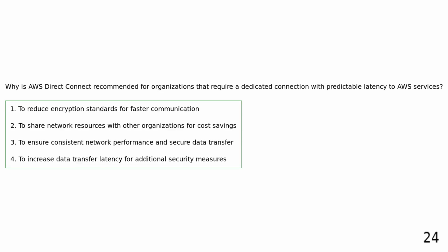Why is AWS Direct Connect recommended for organizations that require a dedicated connection with predictable latency to AWS services? To reduce encryption standards for faster communication. To share network resources with other organizations for cost savings. To ensure consistent network performance and secure data transfer. To increase data transfer latency for additional security measures.